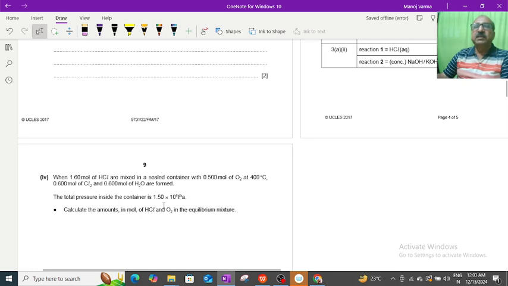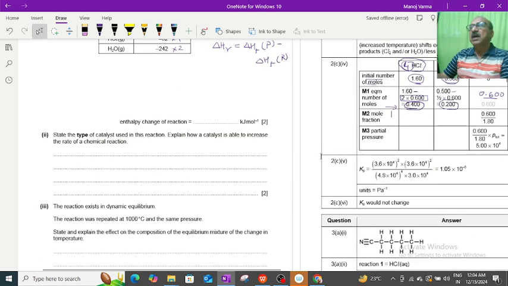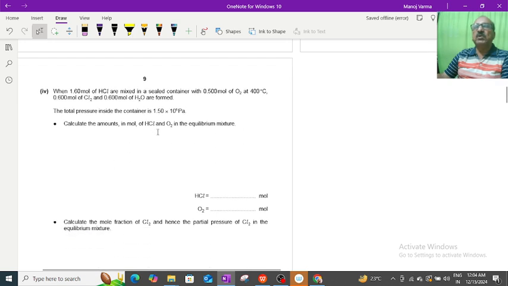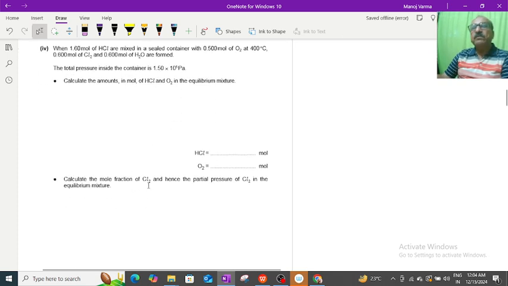Now, the question says to calculate the amount in moles of HCl and O2 in the equilibrium mixture. So what is the amount of HCl and O2? You can see that the amounts of HCl and O2 at equilibrium are 0.4 and 0.2. Now let's go further: calculate the mole fraction of chlorine and the partial pressure of chlorine in the equilibrium mixture. So let's see how we do that part.